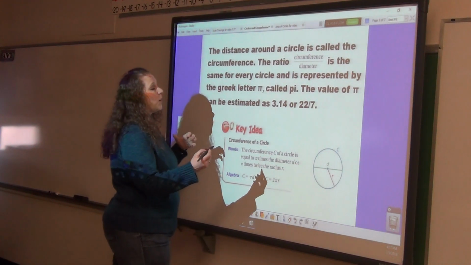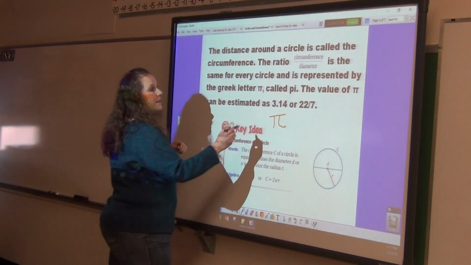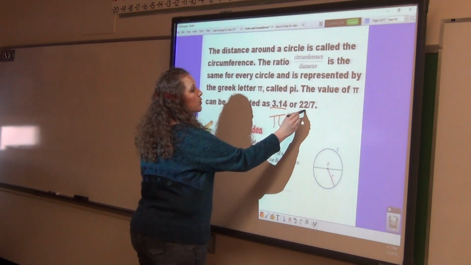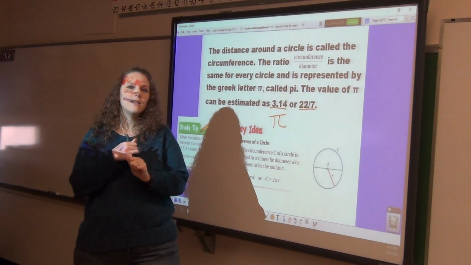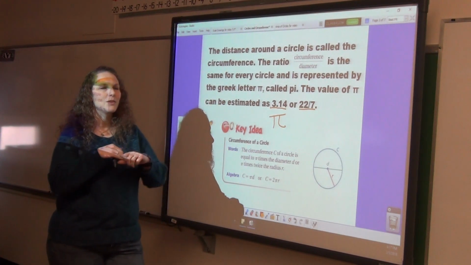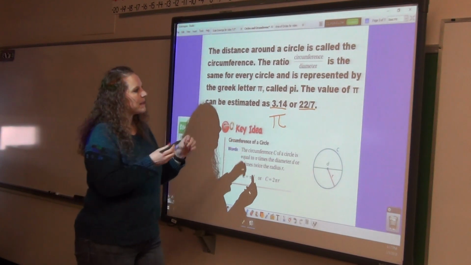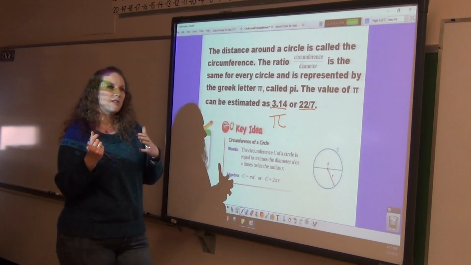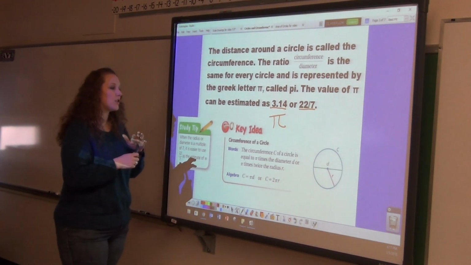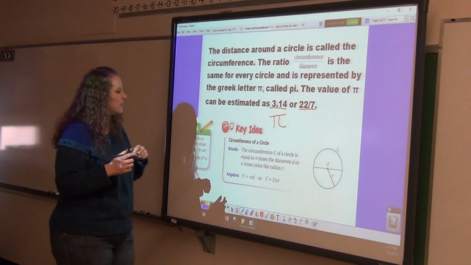It is going to be what we call pi. And it can be written as 3.14 or 22/7. Pi is actually a number that never ends. It doesn't repeat, it goes on forever and never repeats. So we are actually estimating when we write it as 3.14, but it is an estimation that gets us close enough to what the circumference or diameter, whatever we're trying to find.